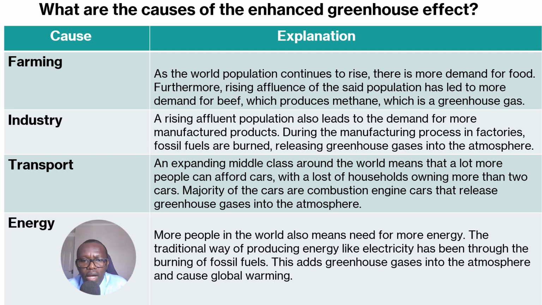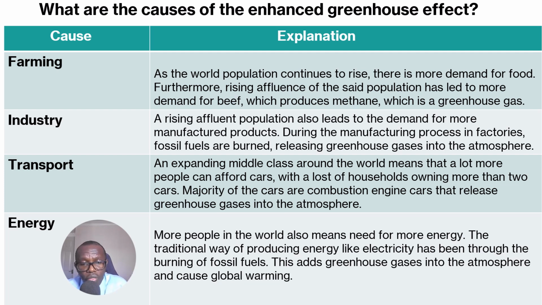Okay, so what human activity is causing the enhanced greenhouse effect? We'll talk about four causes here, and the first one is farming. The world's population is growing fairly rapidly, and as a result, there is a demand for more food. And when food is being grown, for example, rice paddy fields, those can produce a lot of methane, which is a greenhouse gas. Beef as well, in the ranches where cattle are being kept for beef, we also have a lot of methane being released, and that is also a greenhouse gas that is leading to the enhanced greenhouse effect.